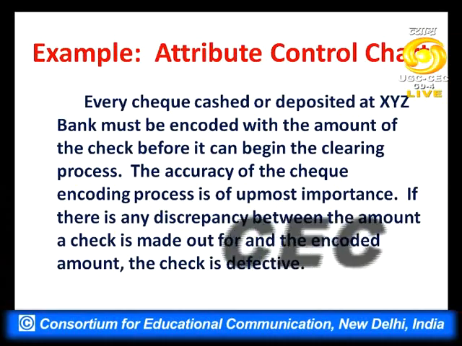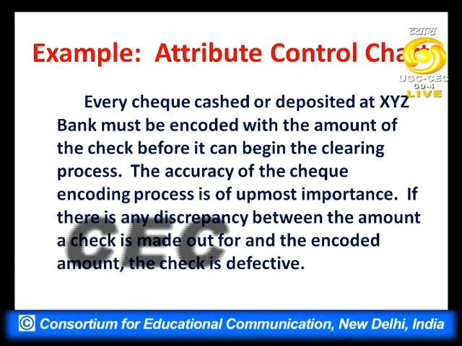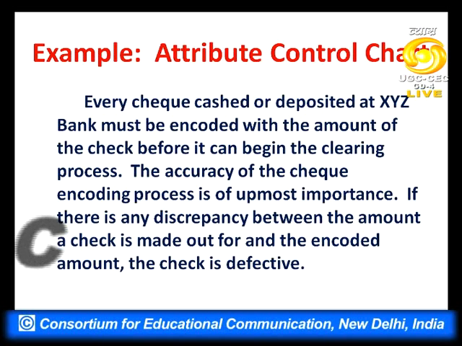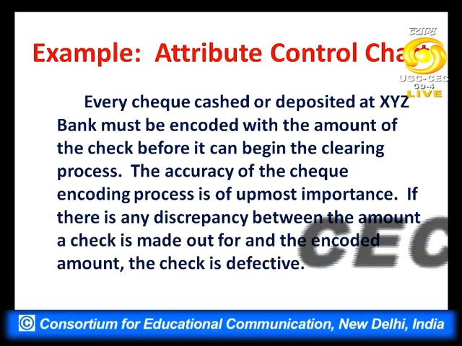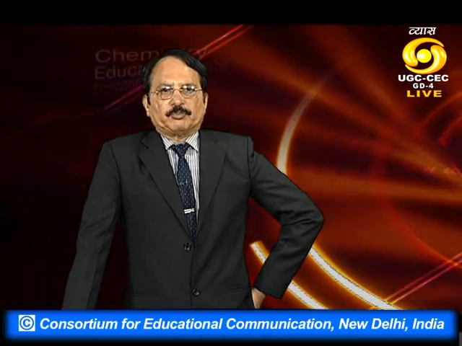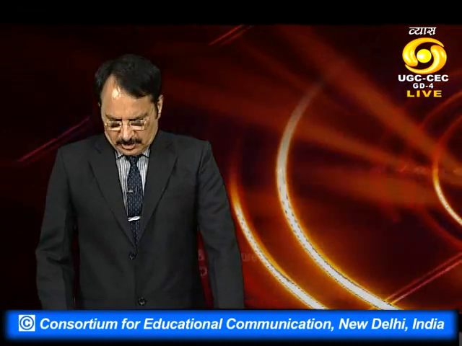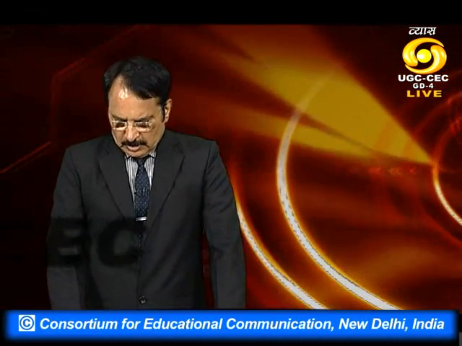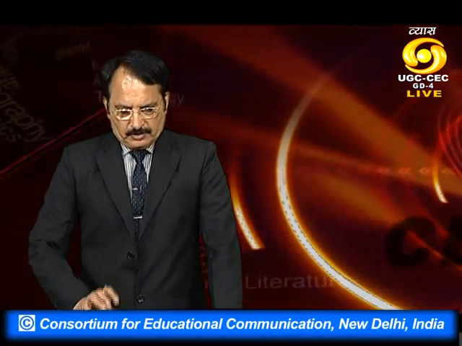Let us have an example to illustrate this particular control chart. Say every check cashed or deposited at XYZ bank must be encoded with the amount of the check before it can begin the clearing process. The accuracy of the check encoding process is of utmost importance. If there is any discrepancy between the amount a check is made out for and the encoded amount, the check is called defective. So, now we have a way to check the process, defective and non-defective checks.